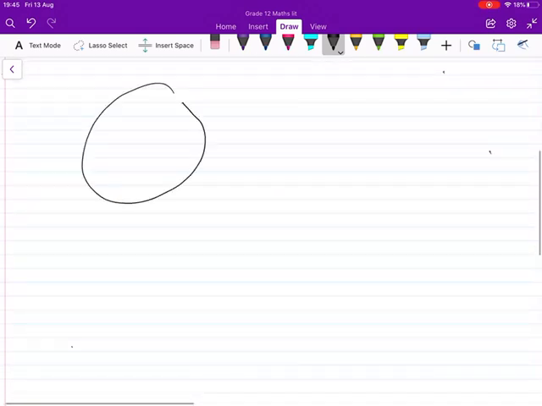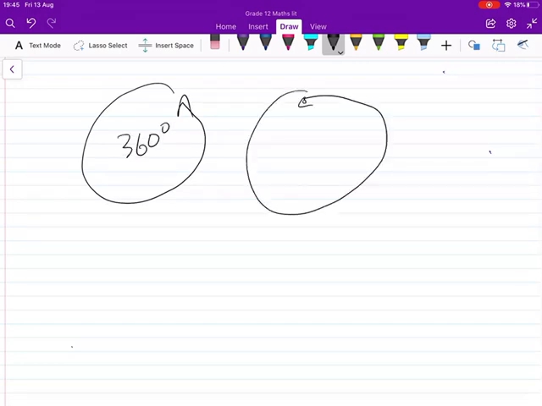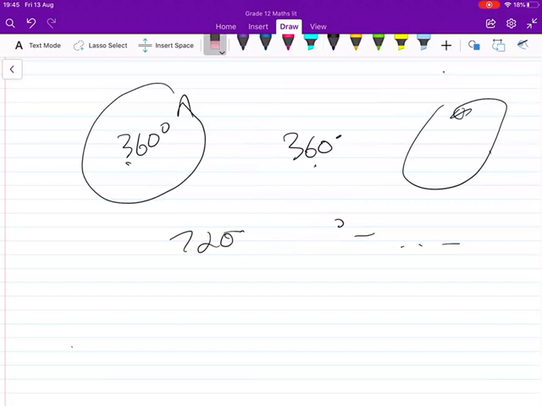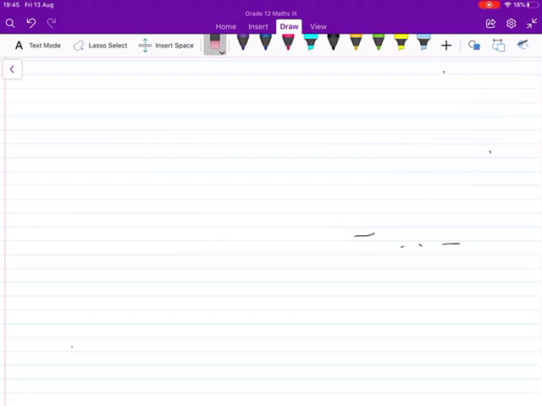A revolution, guys, you remember, it is 360 degrees. Okay. So if it's two revolutions, that is just what? That is 360 plus 360, which is what? 720. If it is three, then you are adding 360 more. It is four. That's how you are going to do it. That is what we are talking about when we talk about a revolution. We are talking about something that gives us 360.